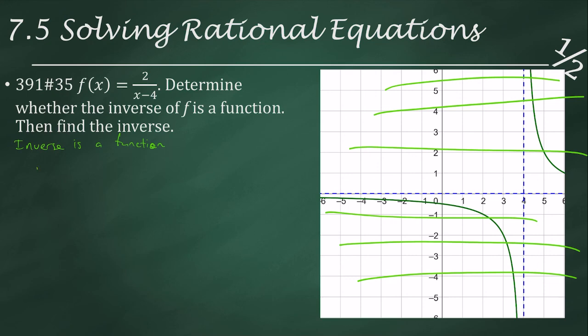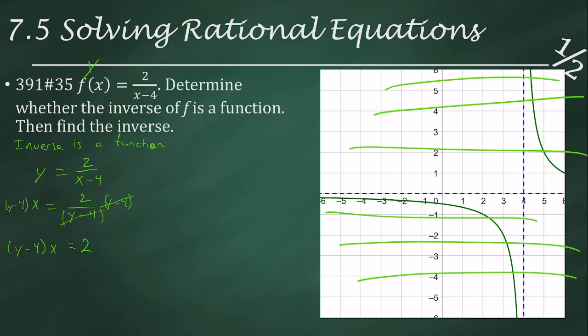Now to find the inverse, we need to switch the x and the y. So this is our function. Remember, f of x is the same thing as y. I'm going to switch the x and the y, and then we need to solve it for y. So let's multiply both sides by the lowest common denominator, the y minus 4. That side they cancel out, so it just equals 2.